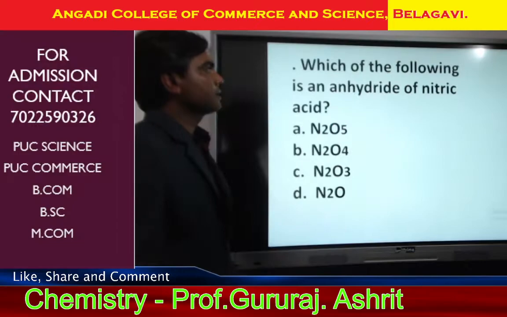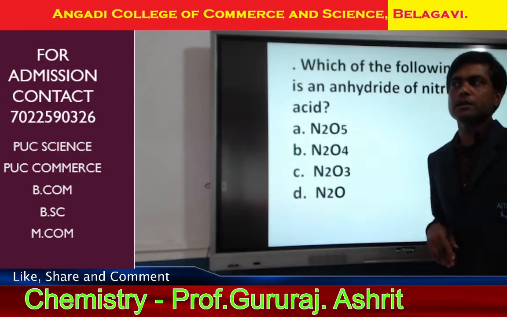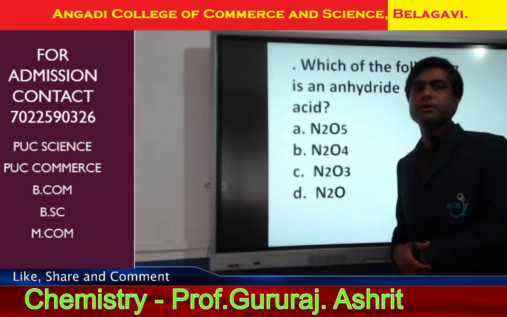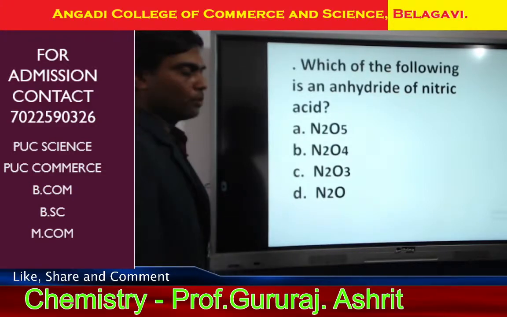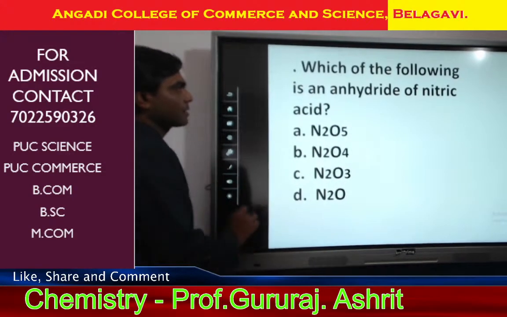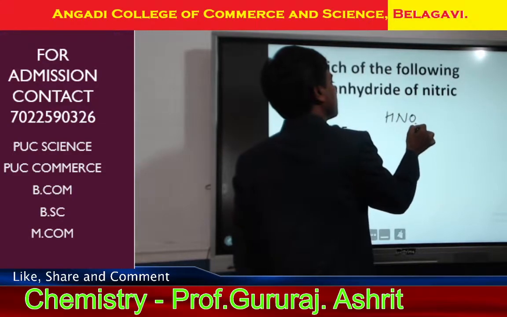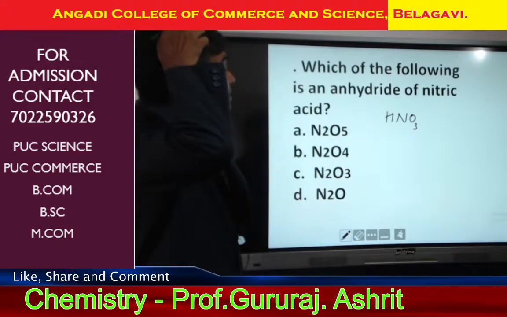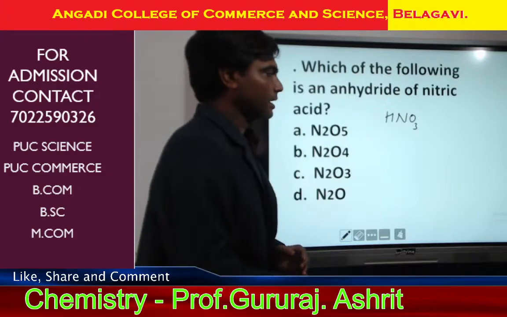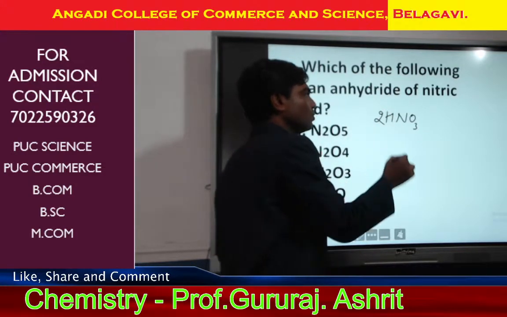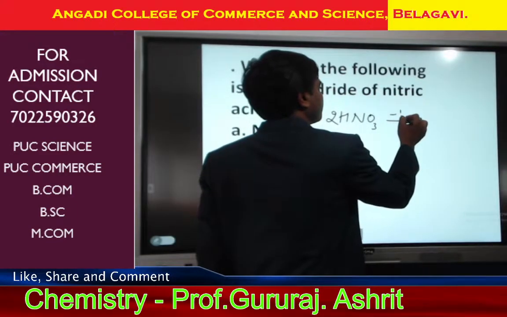Which of the following is an anhydride of nitric acid? Okay, so already in the last class, P4O10 anhydride I have discussed. To find the anhydride, take the compound and remove the water. Here they asked about nitric acid. The formula of nitric acid is HNO3. Okay. From this I can't remove water because only one hydrogen atom is there. Therefore, I will take 2 moles of nitric acid and I will heat it and I will remove the water.